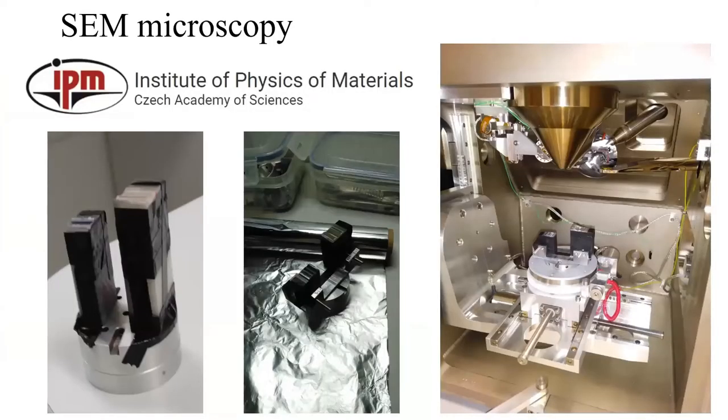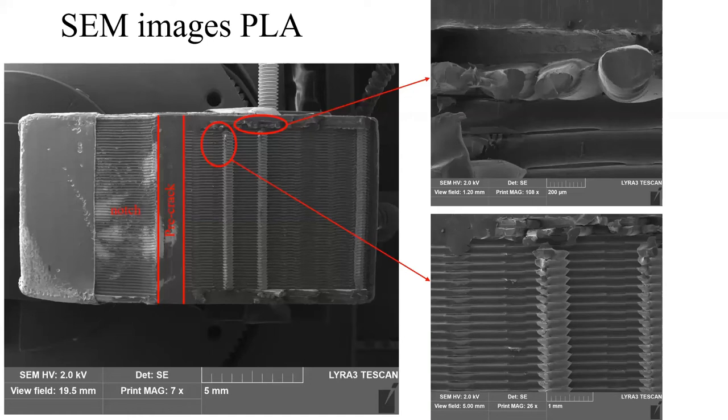Now, concerning the part of my colleague Tomáš Babinský from the Institute of Physics of Materials in Brno. He conducted the SEM microscopy and obtained images of the fracture surfaces of these specimens. From left to right, you see how the preparation looked, and on the far right side, you see how the specimens were placed in the SEM microscope chamber. Here we see some images of PLA material, with the notch of the specimen labeled.